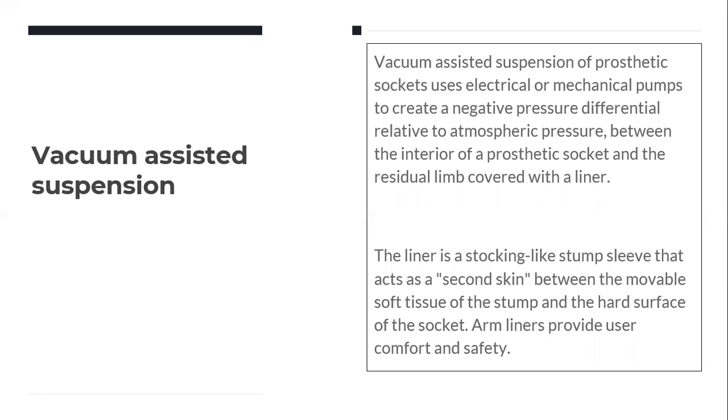Vacuum-assisted suspension. Vacuum-assisted suspension of prosthetic sockets uses electrical or mechanical pumps to create a negative pressure differential relative to atmospheric pressure between the interior of a prosthetic socket and the residual limb covered with a liner. The liner is a stocking-like stump sleeve that acts as a second skin between the movable, soft tissue of the stump and the hard surface of the socket. Armor liners provide user comfort and safety.